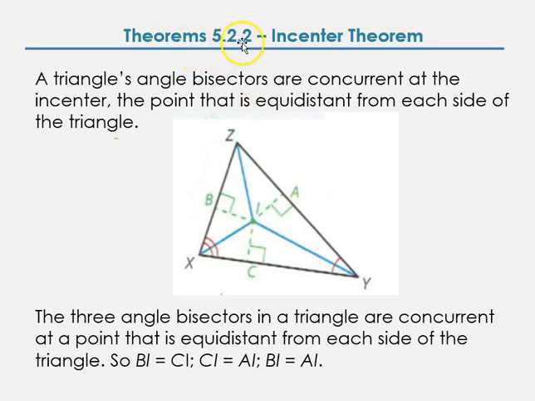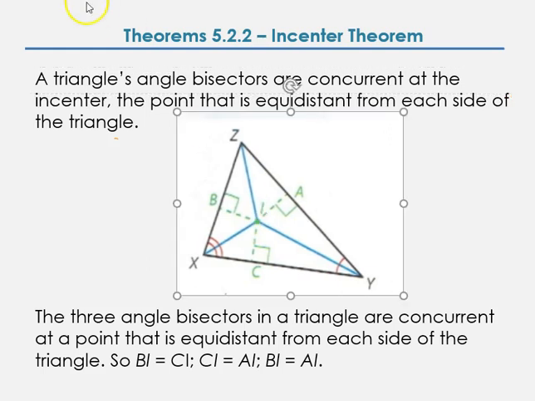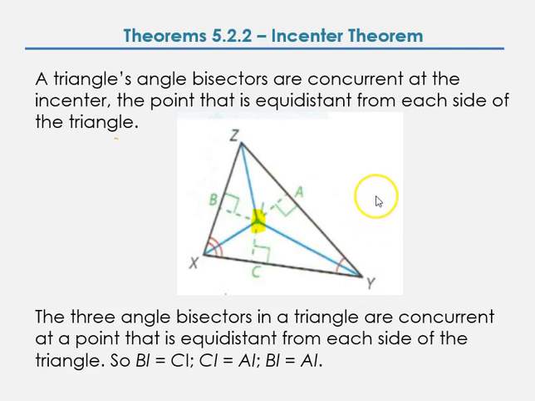Theorem 5.2.2, the Incenter theorem. So we use angle bisectors to draw the incenter of our triangle. We have incenter I in this triangle. The triangle's angle bisectors are concurrent at the incenter. This point is equidistant from each side of the triangle. So in our previous triangles, we had a point equidistant from the vertices, but in this one, the point will be equidistant from the sides at a 90-degree angle.